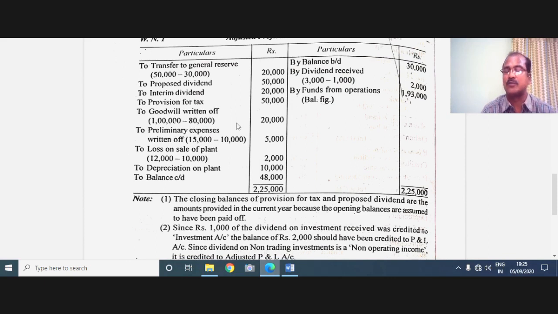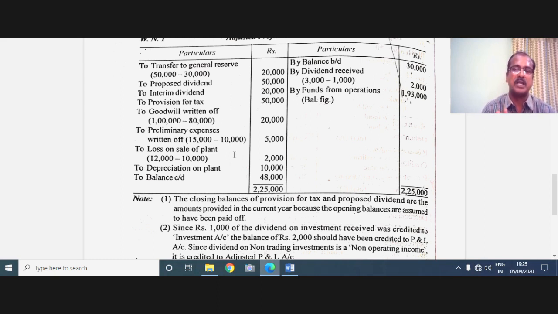Goodwill has been written off to the value of 20,000. If you refer to the asset side, you can come to know, which is a non-operating item. Preliminary expenses written off, amounting to 5,000, again a non-operating item. You remember the machinery with the book value of 12,000 sold for 10,000, considered in the machinery account.